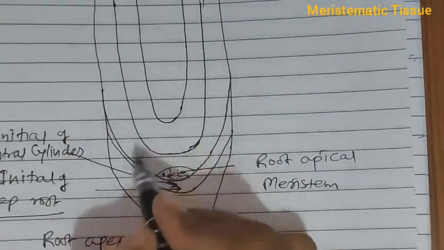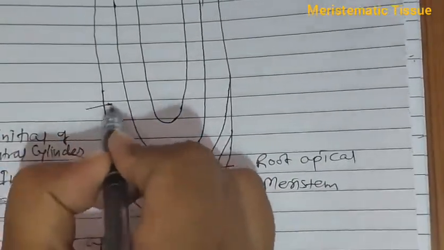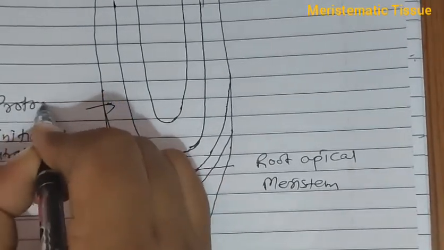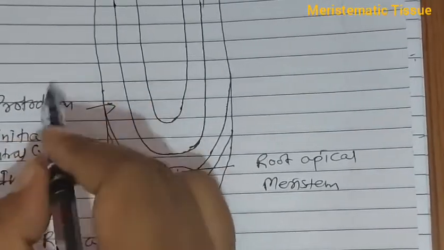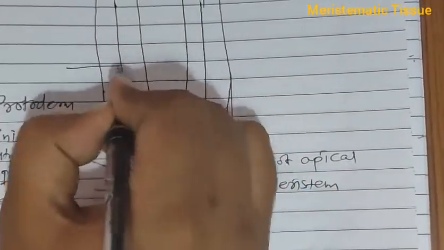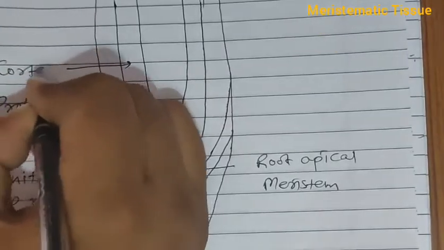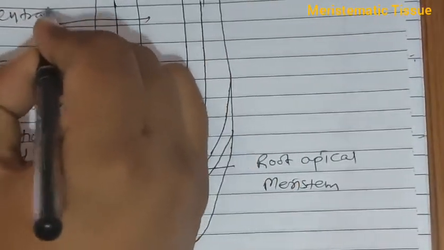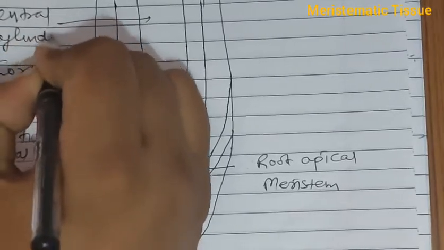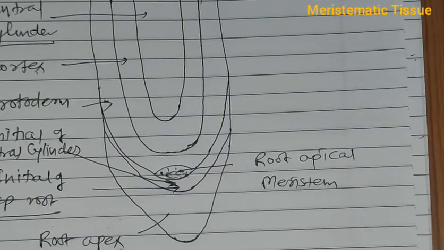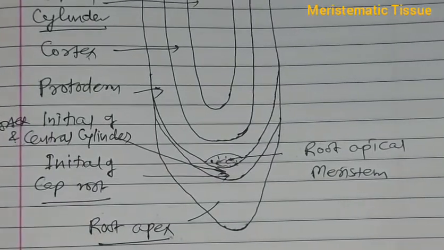Then we see the particular layer, that is the protoderm. Then we talk about the cortex, and at last you find the central cylinder. This way you will find the particular arrangement of the whole root apex.